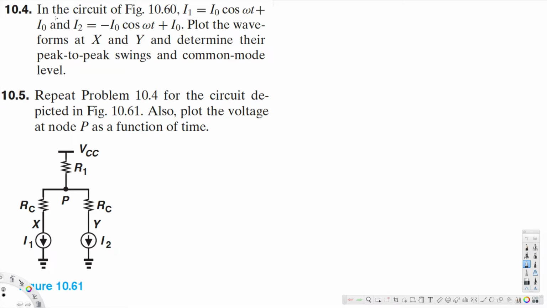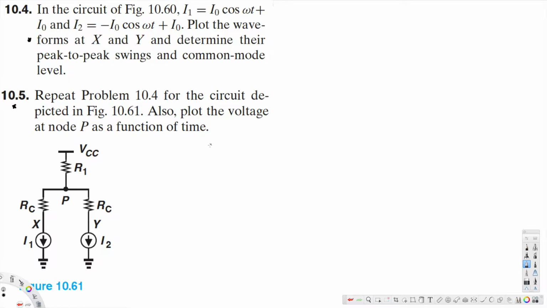This question is asking, in the circuit of figure 10.60, I1 is equal to I naught cos omega t, I2 is equal to negative I naught cos omega t plus I naught. Plot the waveforms at X and Y and determine their peak to peak swings and common mode level. This one I have done in the previous video. You can watch that. Here I'm going to do 10.5. It is the same problem, but the diagram is different. Here we have 10.61 and also plot the voltage at node P as a function of time.